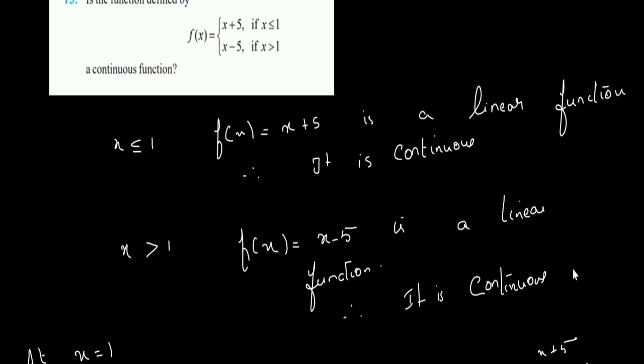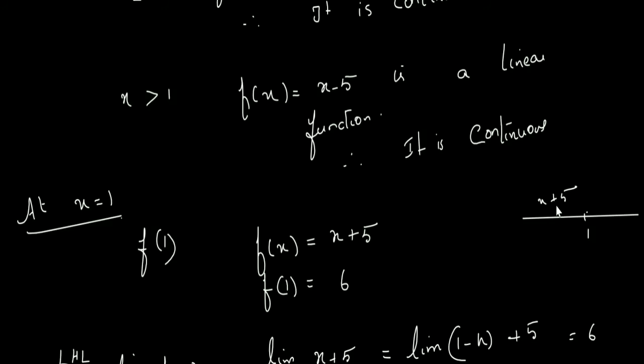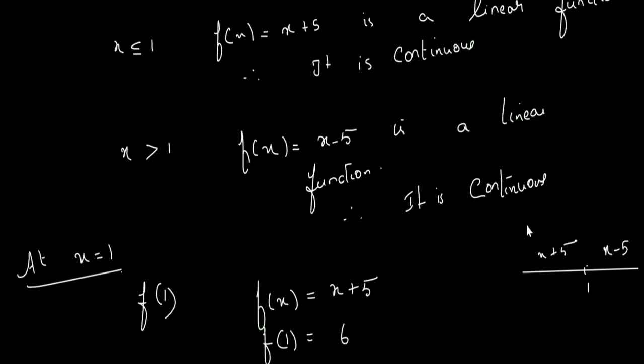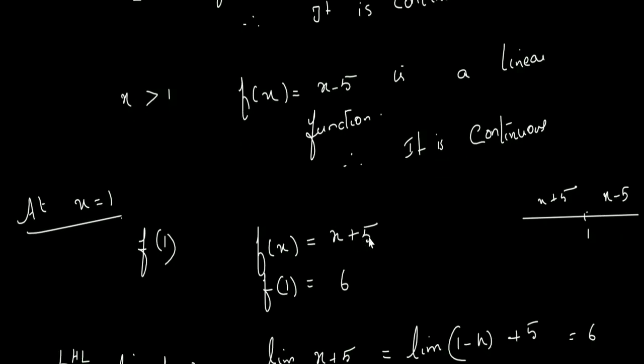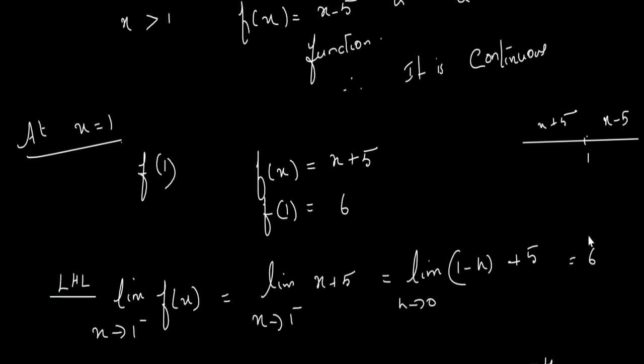It is continuous everywhere. Now we have to check only at x is equal to 1. Less than 1 it is x plus 5, greater than 1 the function is x minus 5. At x is equal to 1 the functional value is x plus 5, so substitute x is equal to 1: you get 1 plus 5 is equal to 6. So the functional value exists at 1, and the function has a value equal to 6.